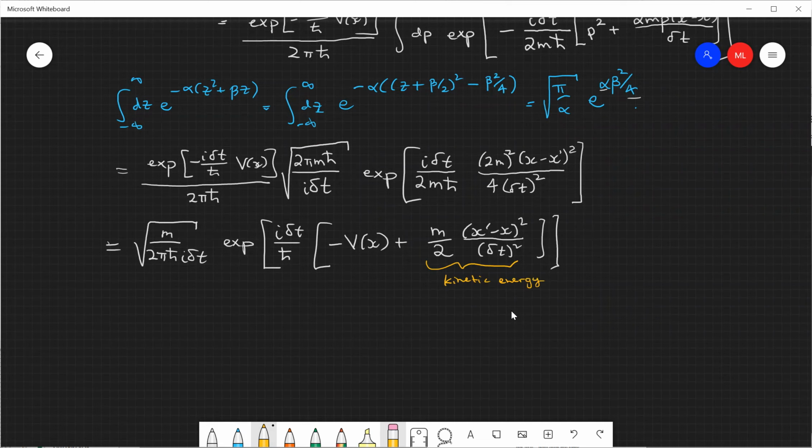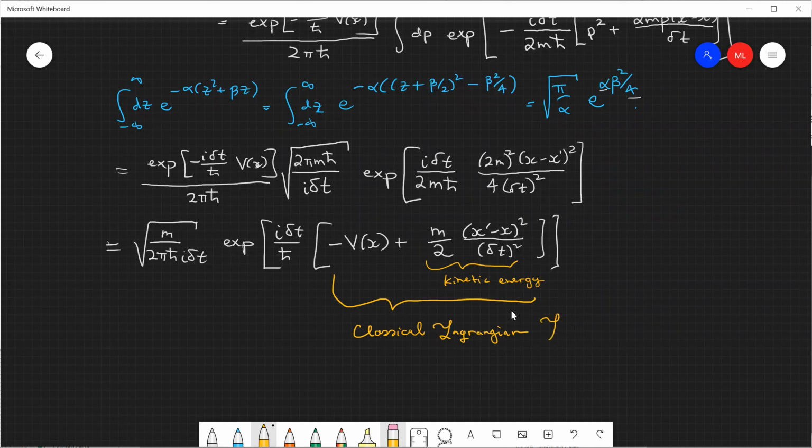So this whole thing then is the kinetic minus the potential energy. This whole thing is the classical Lagrangian. And so this formulation using the propagator is a way of connecting quantum mechanics. It's the quantum mechanical version of Lagrangian mechanics, which you would study in classical mechanics, the more advanced version of that class that goes beyond F equals ma or whatever.